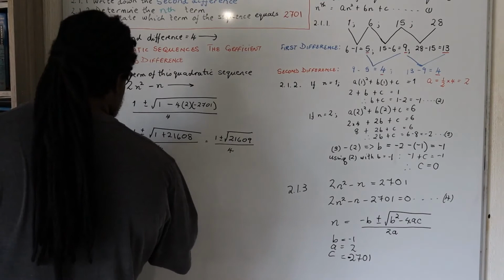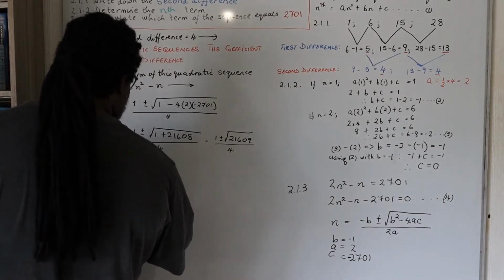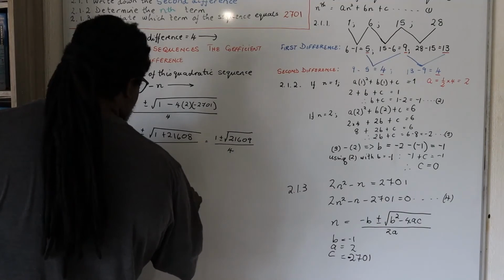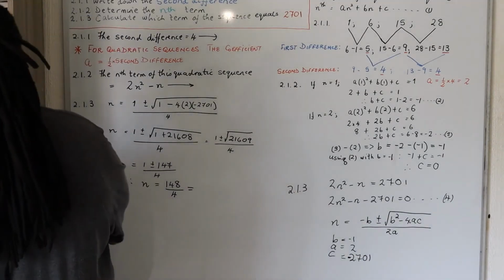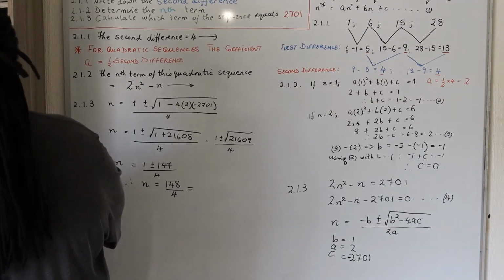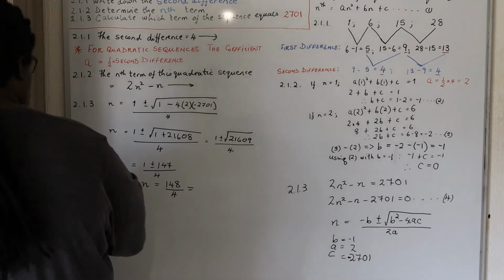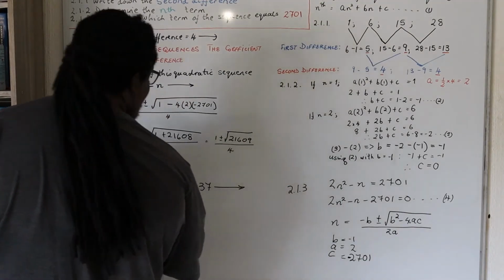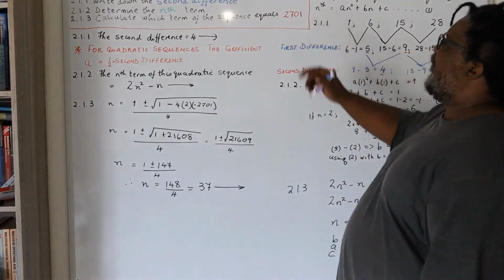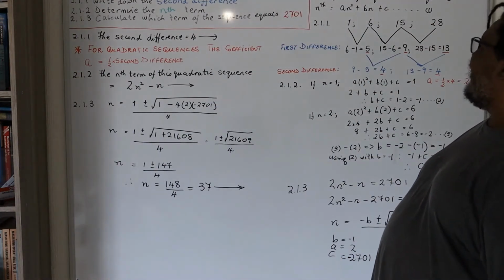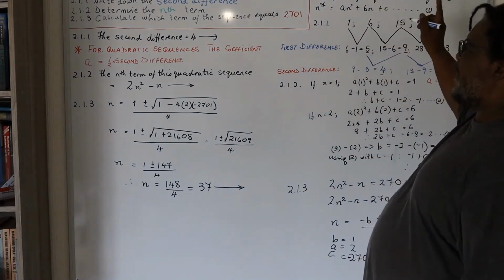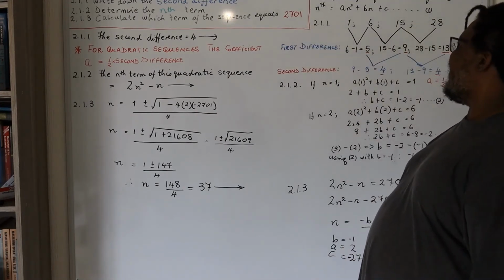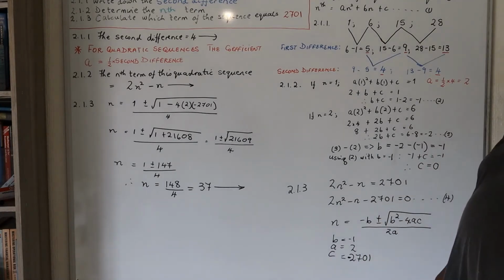We are going to say 1 plus 147. Therefore, our desired n is equal to 148 divided by 4, and that is equal to 37. So this term here is the 37th term of the sequence. In other words, if you continue writing this sequence until you get to the 37th number, you will get that number to be 2701.